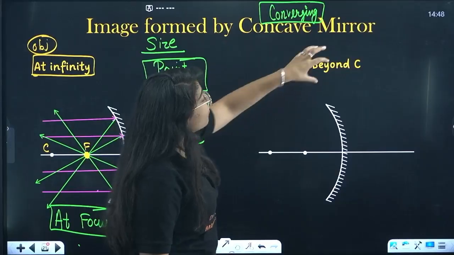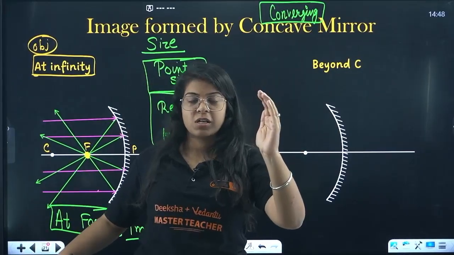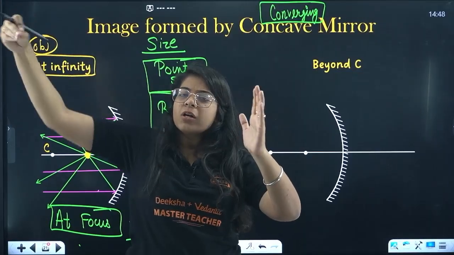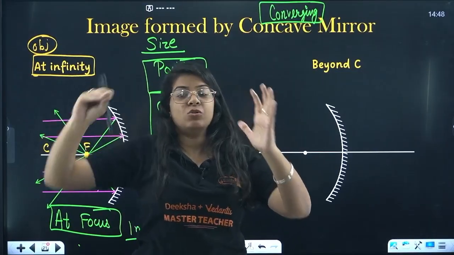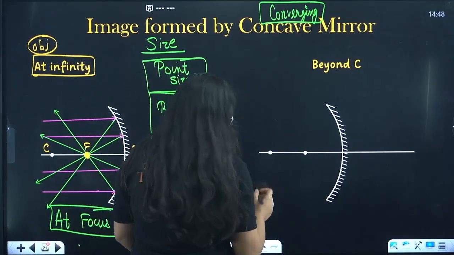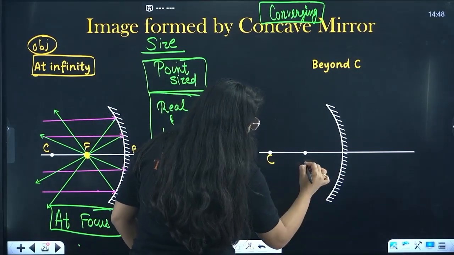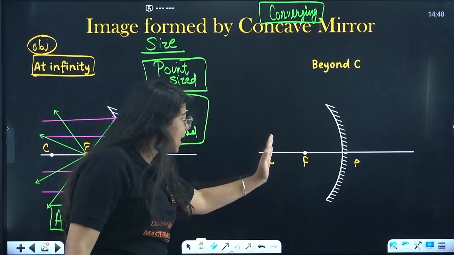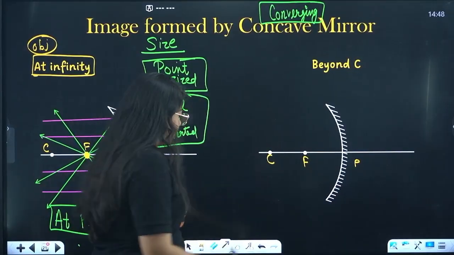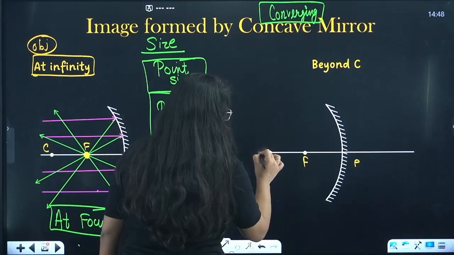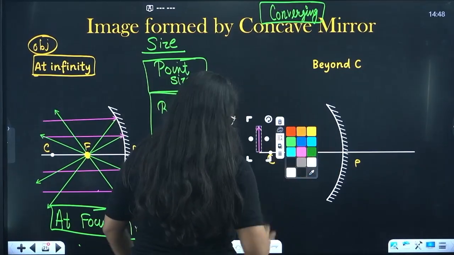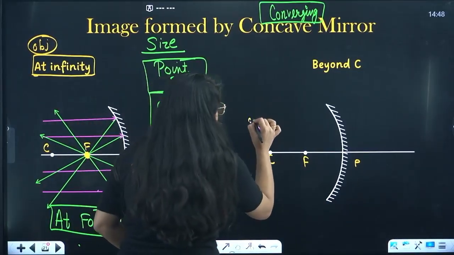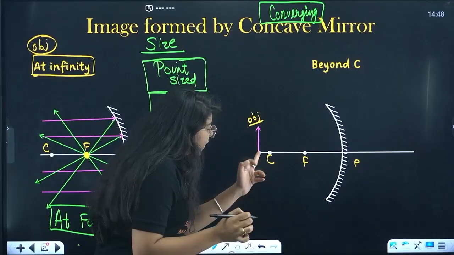Now beta, what did we do? This was our concave mirror. We left the object at infinity, somewhere here. Now we brought it a little bit closer, where we know we have the center of curvature, we have focus, we have pole. So here we brought it beyond C, that is beyond the center of curvature. Yes, this is my object, beyond C.